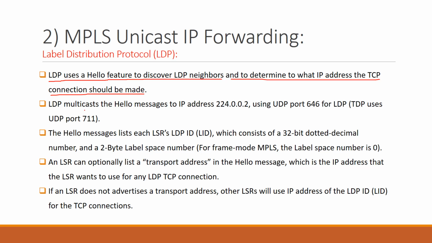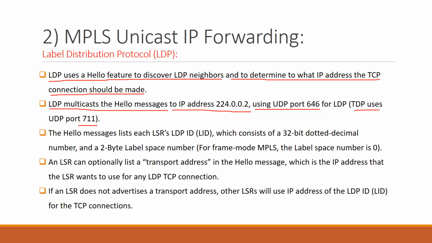or established. So LDP multicasts the hello messages that are used to perform the LDP neighborship to the multicast address 224.0.0.2 using UDP port 646 for LDP. If you are using TDP, it uses a different UDP port, which is port 711.